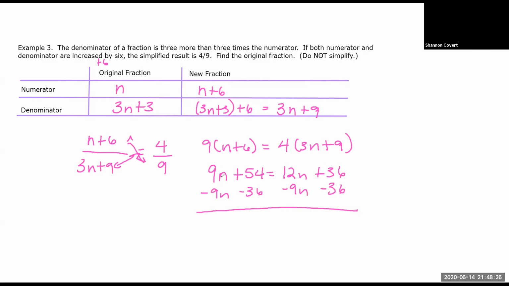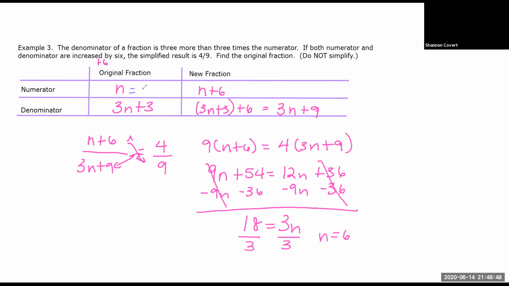9n minus 9n is 0. 54 minus 36 is 18. 12n minus 9n is 3n. 36 minus 36 is 0. I have 18 equals 3n. Divide both sides by 3. n is equal to 6.